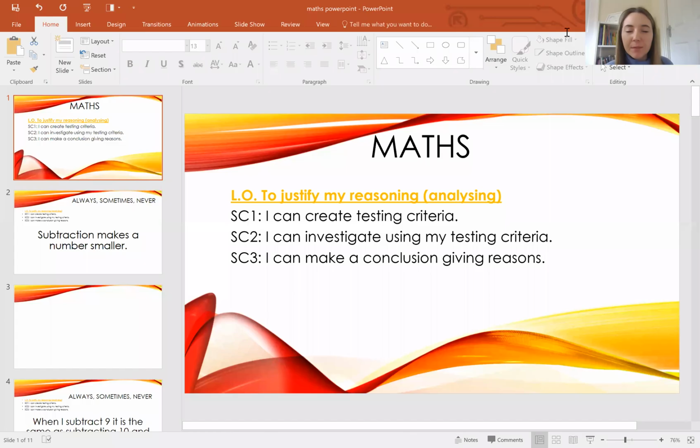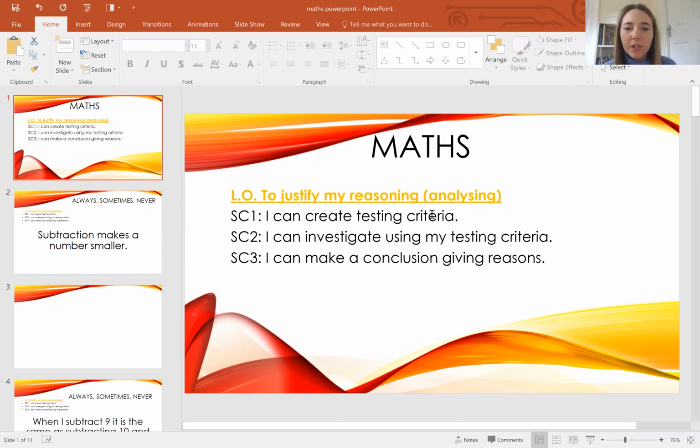So today you're going to be justifying your reasoning. That means explaining why your reasons for something are true. And this is an analysing lesson because you're going to be investigating and looking more deeply into things.